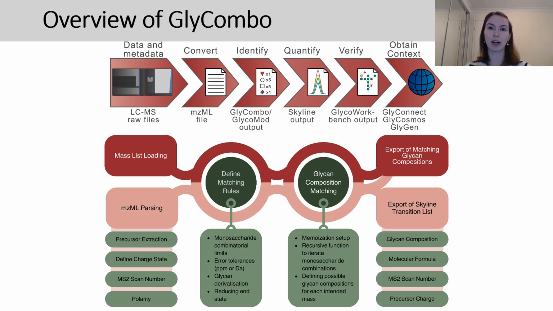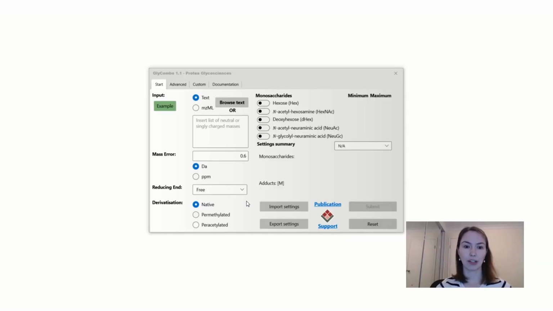I'll talk about what all of the tabs have as far as options and search parameters, and then show how the run will be performed, as well as some of the results files and parameters files. We're going to start here on the Start tab, and we're going to look at some of our options. We have our input, we have our mass error, reducing end, and derivatization options.